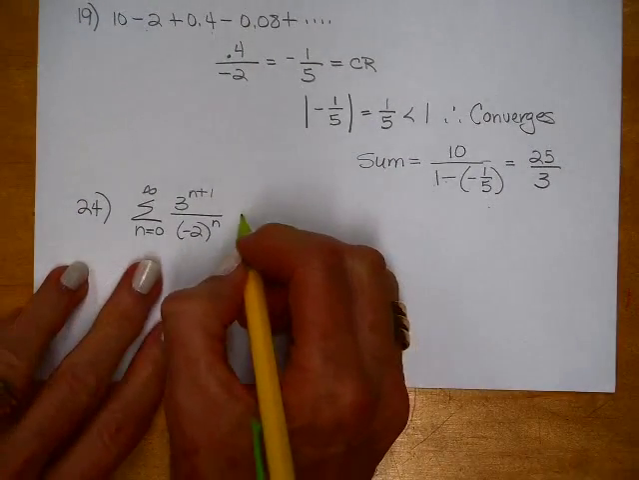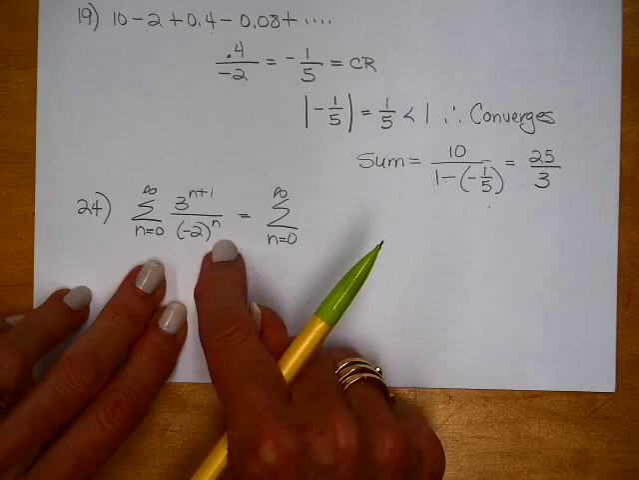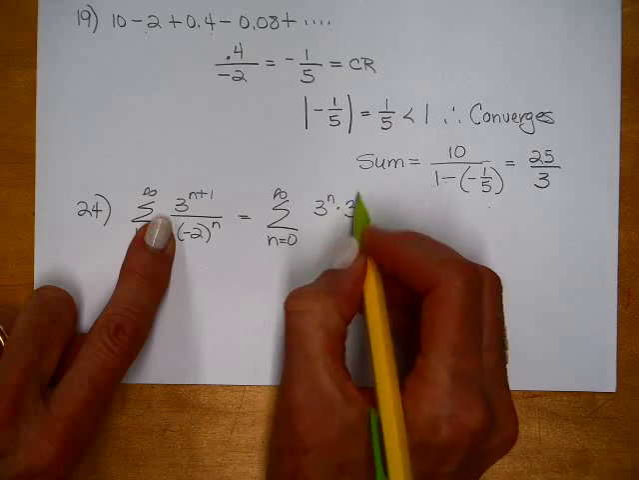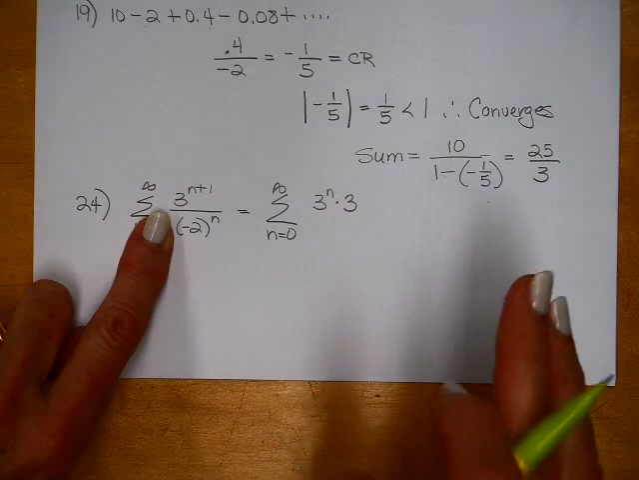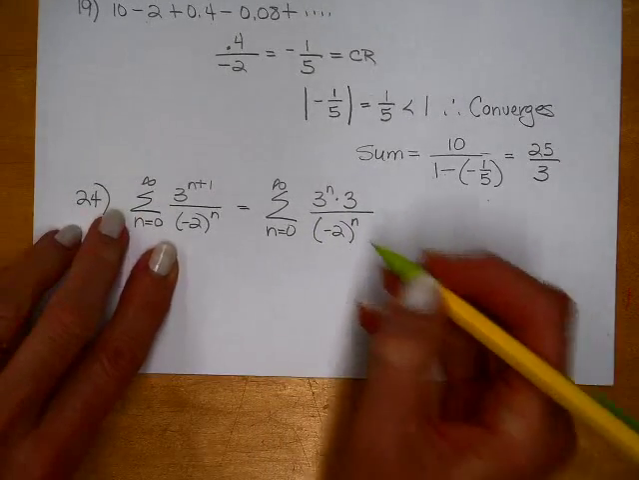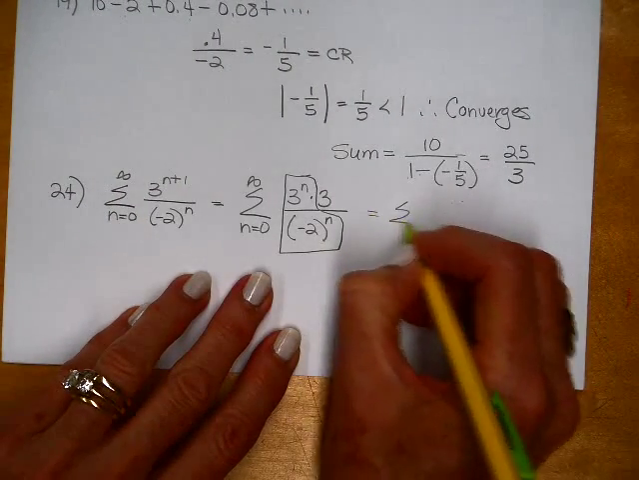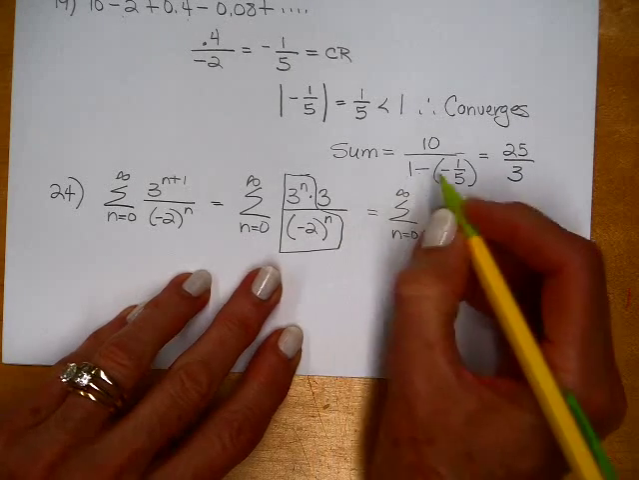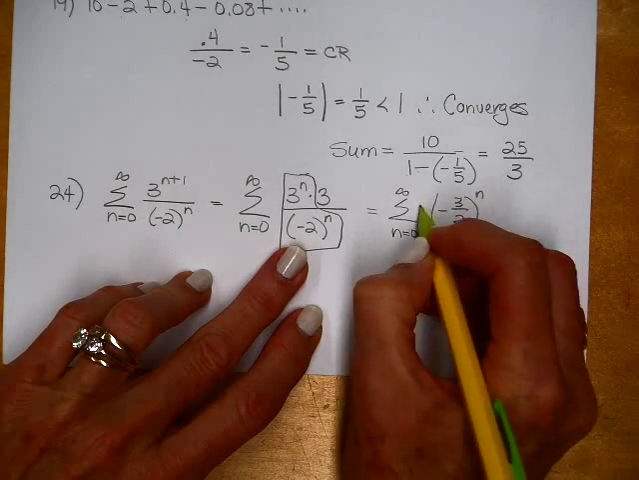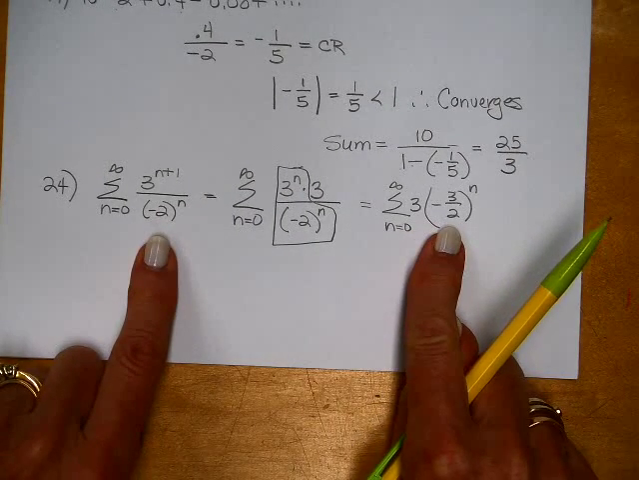So what I do for this is I take this and do algebra. 3 to the n plus 1 is the same thing as 3 to the n times 3 to the first. Remember, if you multiply and the bases are the same, you add your exponents. Divided by -2 to the n. These two things are to the same power. So this is the sum from n equals 0 to infinity of -3/2 to the nth power times 3. All right, did y'all follow my algebra through here?